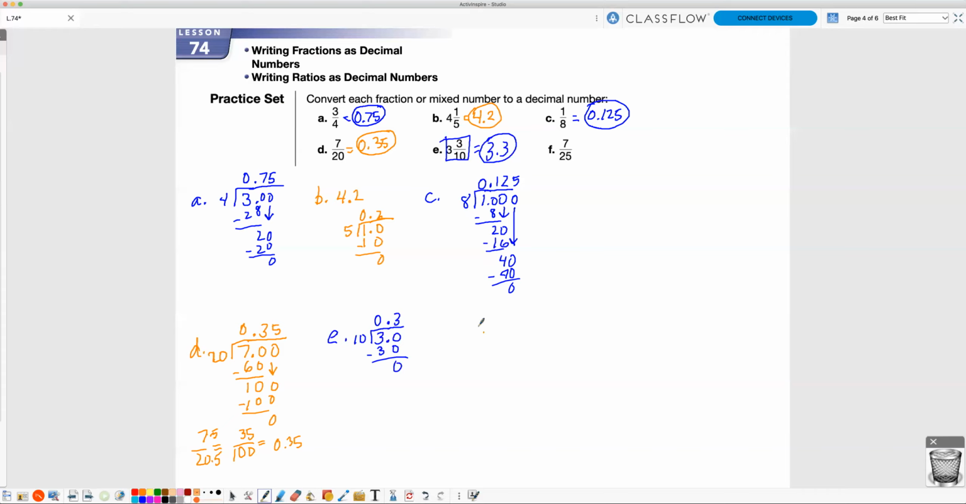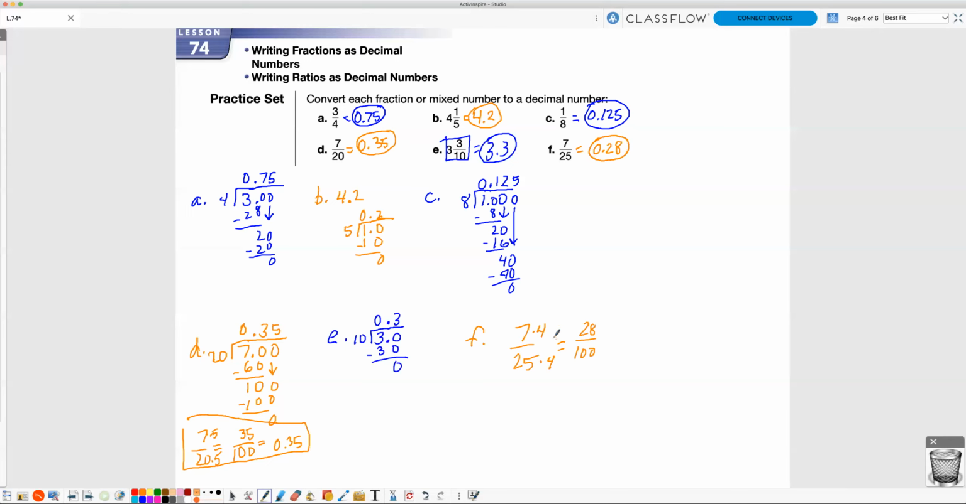7/25. You know what? I just see that this one works so well to do this same method that I was doing over here, because I know that 25 times 4 equals 100. I also know that 7 times 4 equals 28. So now I know that this is the same as 28 hundredths as a decimal.